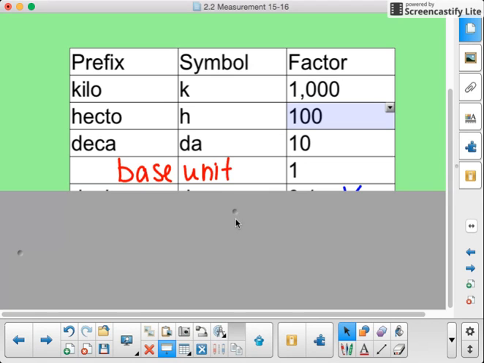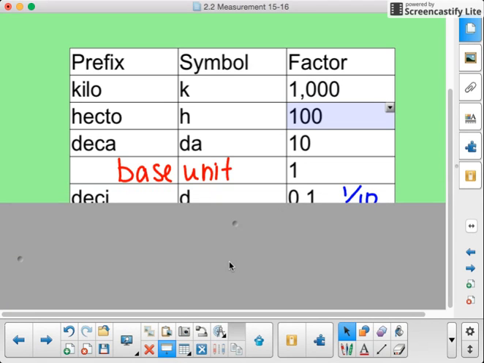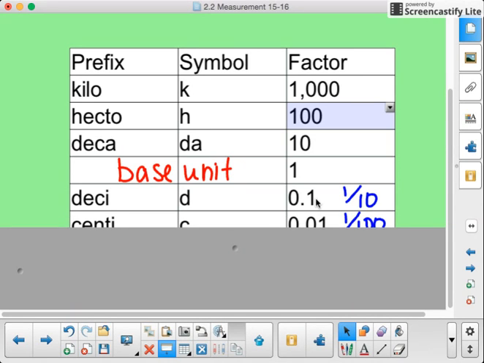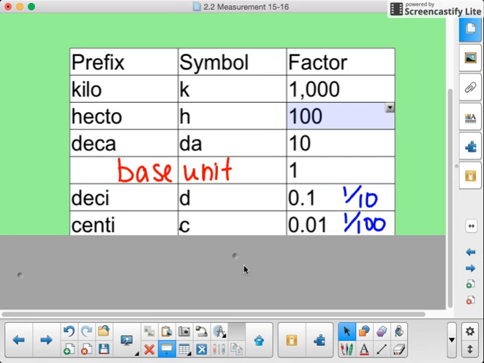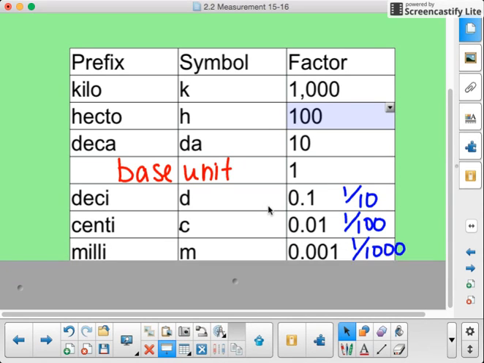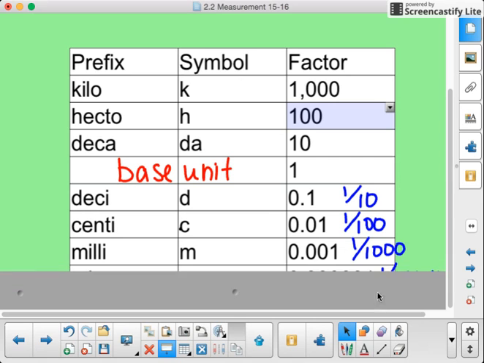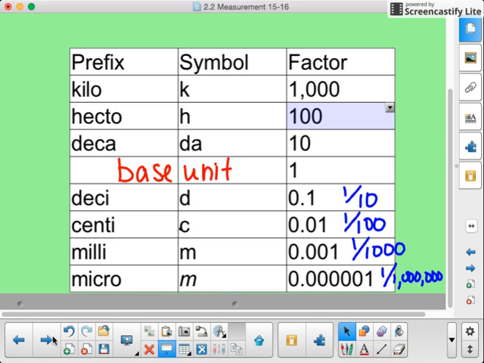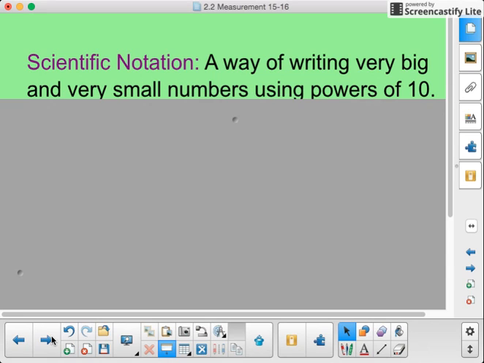For smaller values, deci, D-E-C-I, is 1/10. And you see it written here as both a decimal and a fraction. Centi is 1/100th. Milli is 1/1000th. And then a micrometer or a microliter would be 1/1,000,000th. And that's an italicized M. So to convert, you multiply or divide by 10.